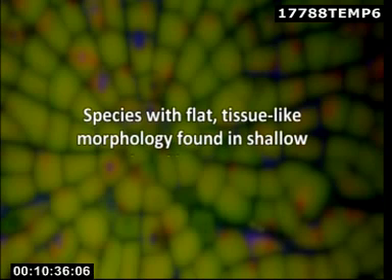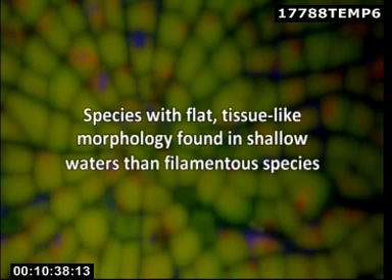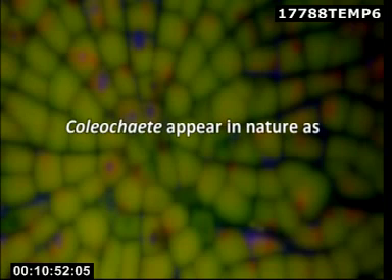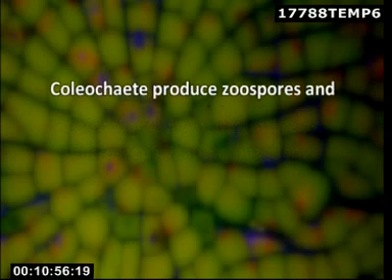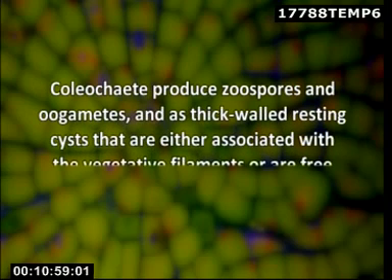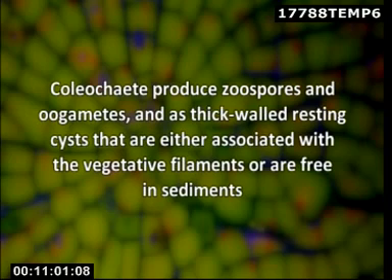Species of Coleochaete with a flat tissue-like morphology are found more often in shallow waters than the filamentous species, indicating that they have a competitive advantage in these environments. Coleochaete appears in nature as microscopic filamentous plants that produce zoospores and oogametes, and as thick-walled resting cysts that are either associated with the vegetative filaments or are free in sediments.